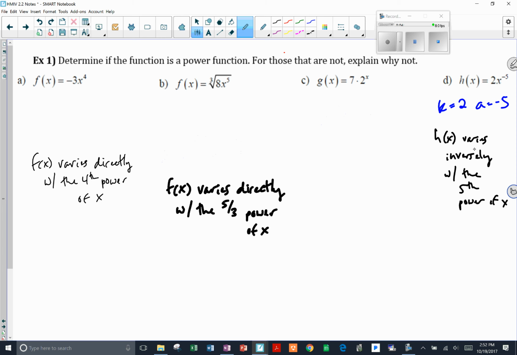The negative is where the word inverse comes into play. We don't have to say that it varies directly with the negative 5th. It's just that it varies inversely with the 5th power of x. Sorry about that.